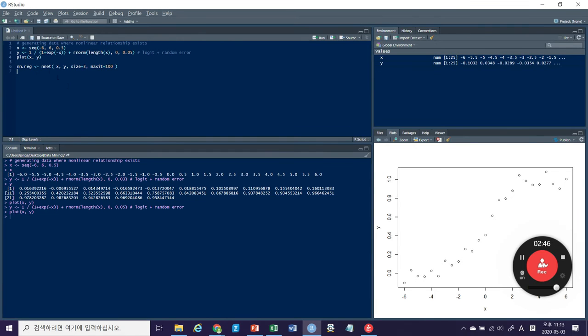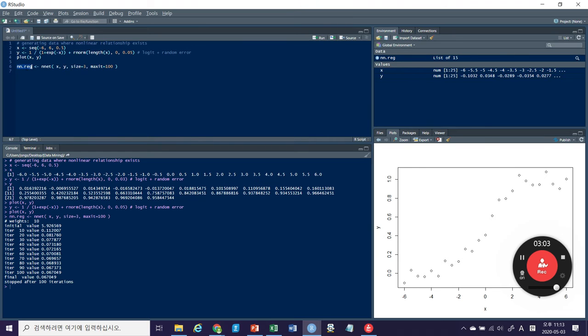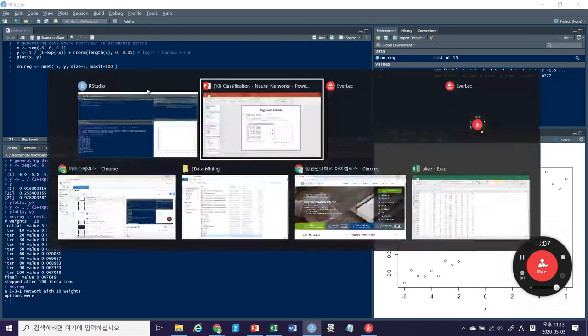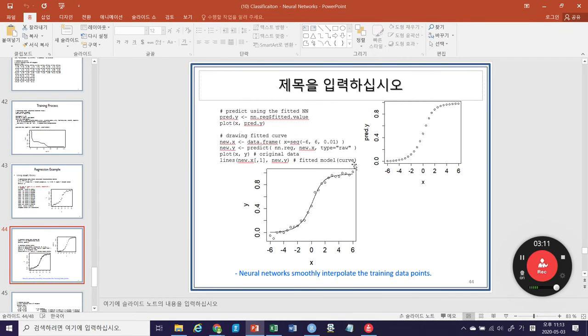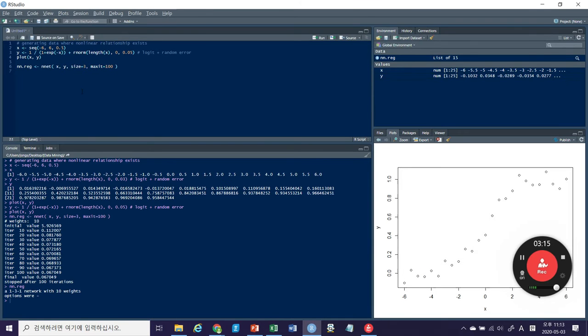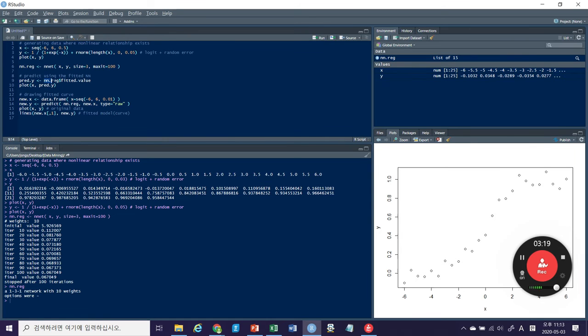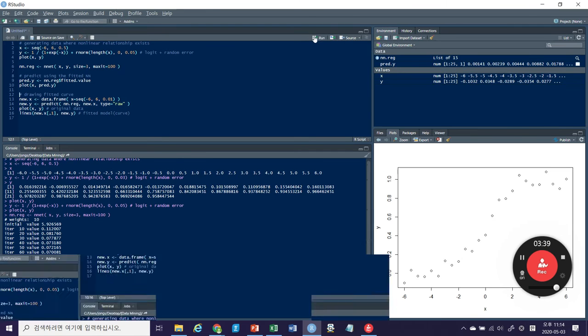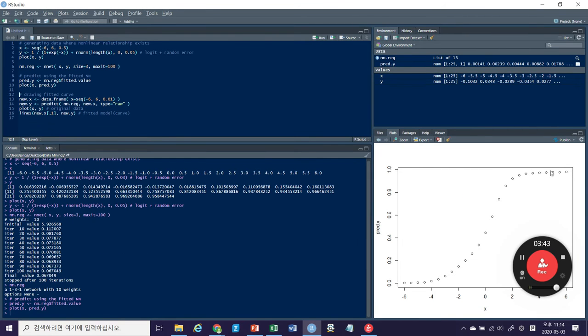So here, using this nnet function, we specify x, we specify y, and the number of hidden nodes is set to 3, and maximum iteration is set to 100. Now we have the neural network for the regression problem. What this code does is just plot the predicted value, because this nn.reg object contains the predicted values stored under the name fitted values. So this one is the predicted value, and we plot that predicted value on x space. Then this is the plot of the predicted value at each of the x values.